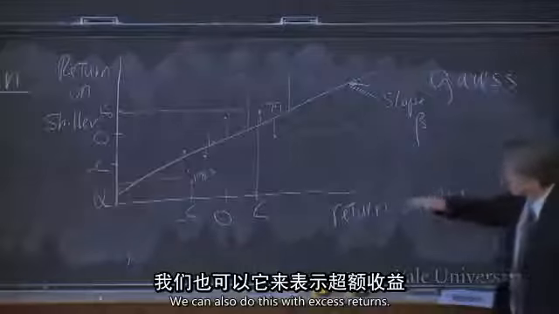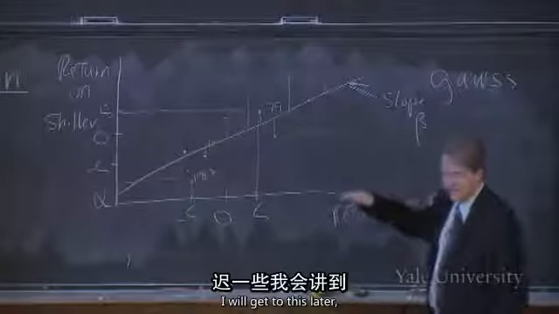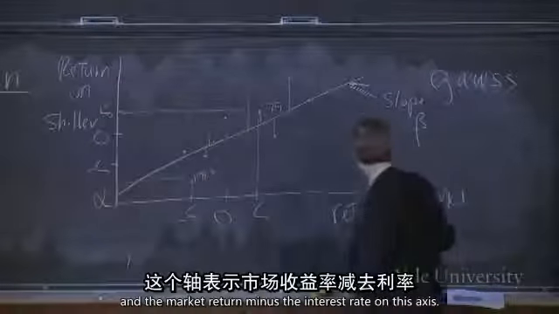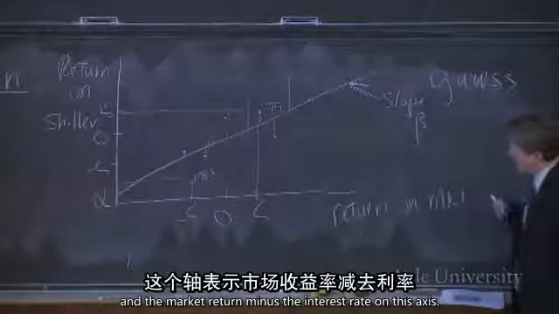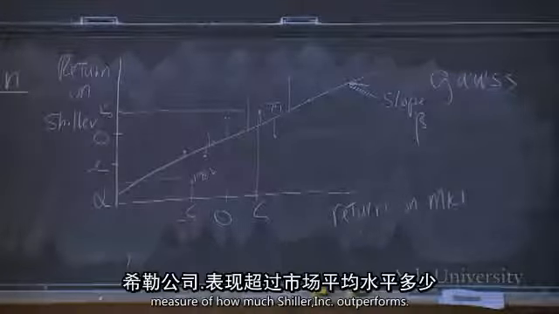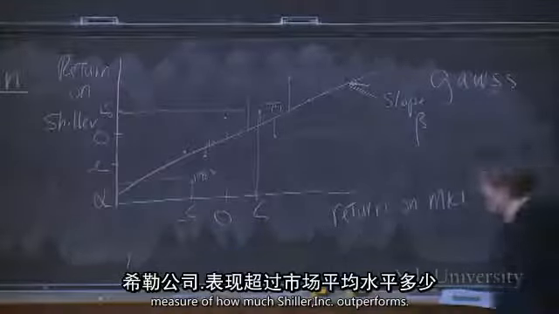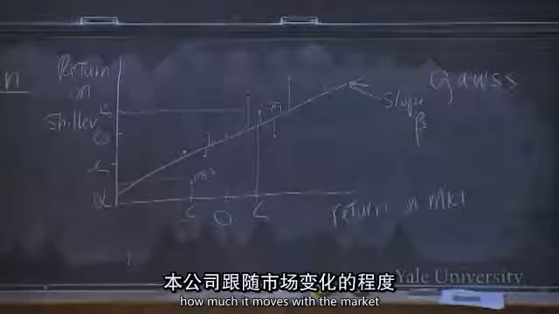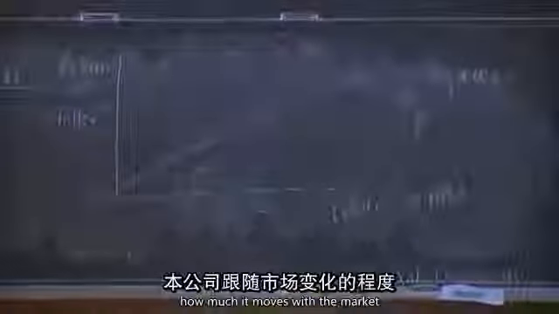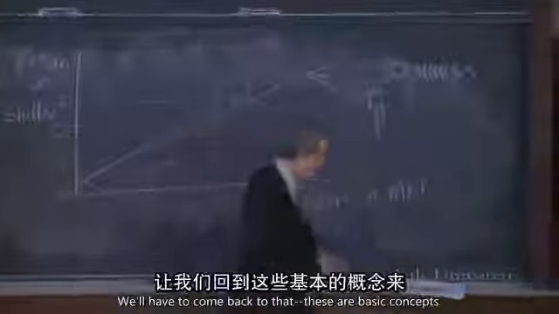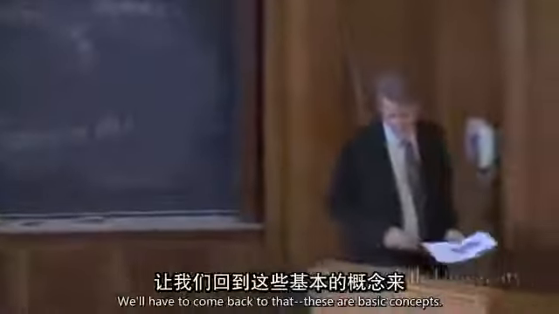We can also do this with excess returns. I will get to this later, where I have the return minus the interest rate on this axis, and the market return minus the interest rate on this axis. And in that case, alpha is a measure of how much Schiller Inc. outperforms. We'll come back to this. But beta of a stock is a measure of how much it moves with the market. And the alpha of a stock is how much it sort of outperforms the market. We'll have to come back to that. These are basic concepts.